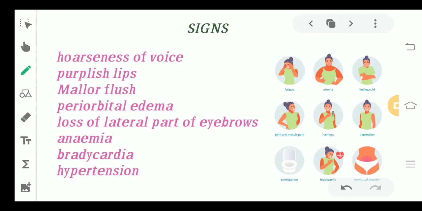Moving ahead to the signs, the signs that will be seen in the patient are hoarseness of the voice, purplish lips, malar flush, periorbital edema, that means swelling around the eyes, and loss of the lateral part of the eyebrows. Other than that, anemia, bradycardia, hypertension, these are some of the signs which can be seen in the patient suffering from hypothyroidism.